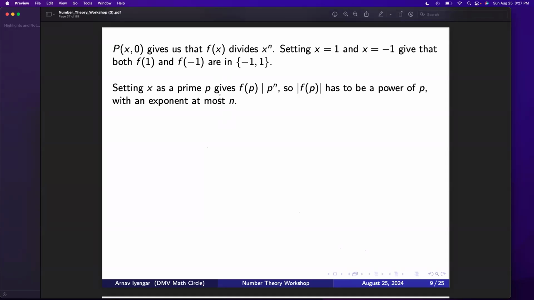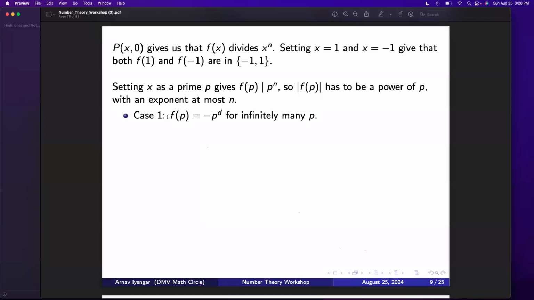So since the absolute value of f of p has to be a power of p, and there are only n plus 1 choices of the exponent, there are finitely many possible choices of the exponent. We can also choose some exponent that is going to be hit infinitely many times, just because there are infinitely many primes. So suppose that it's going to be p to the power d. You have two cases, where the first case is f of p is equal to negative p to the power d for infinitely many p. So what's some logical assertion to make in the equation?